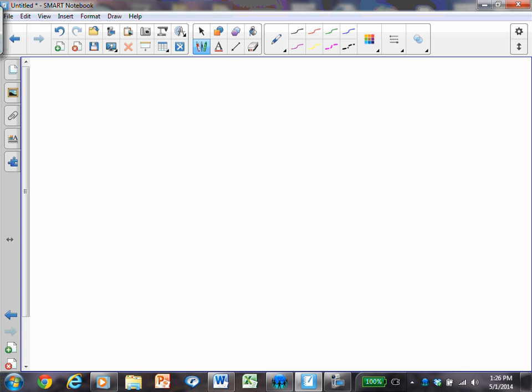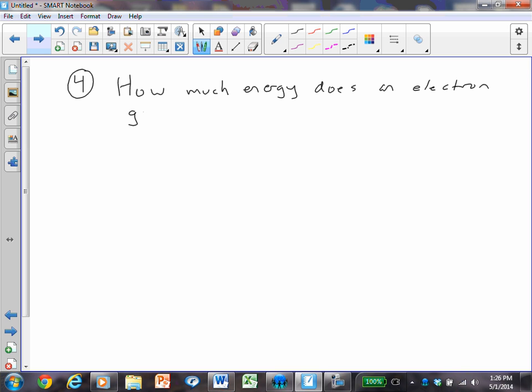Okay, number 4. How much energy does an electron gain in moving through a potential difference of 400 volts?